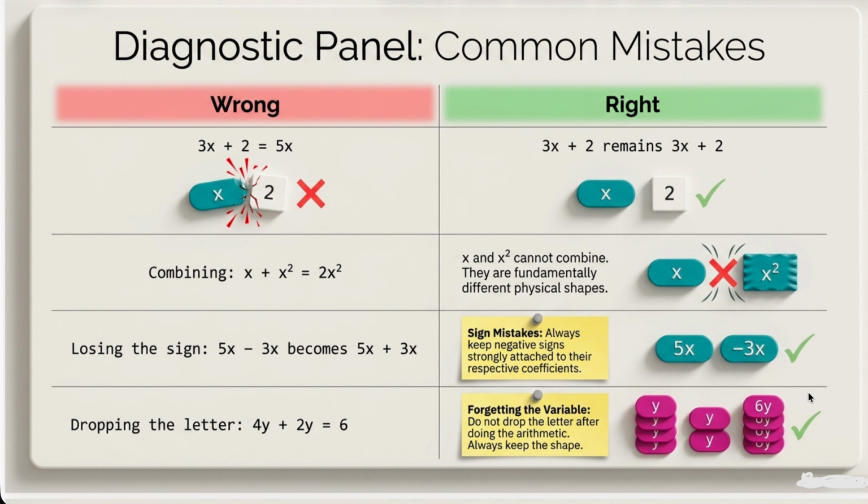Also, don't drop the variable. If 4y plus 2y becomes 6, that's wrong. It should be 4y plus 2y becomes 6y.